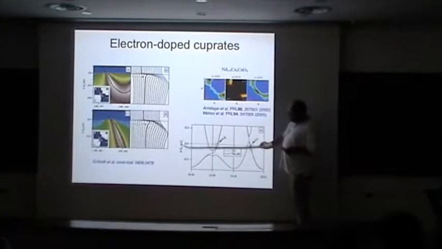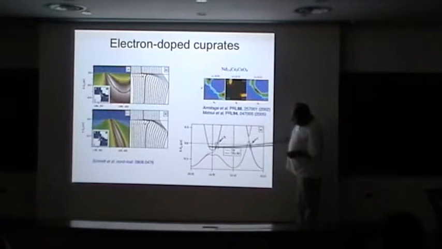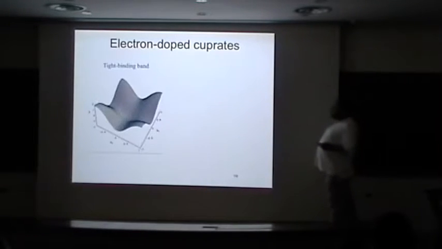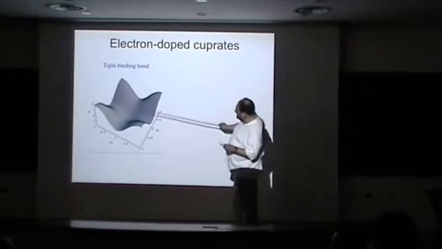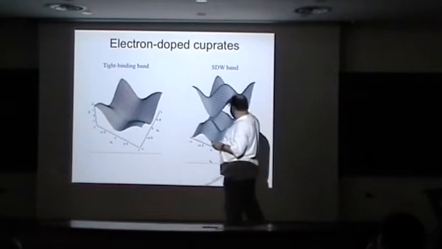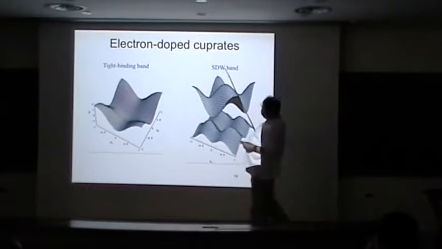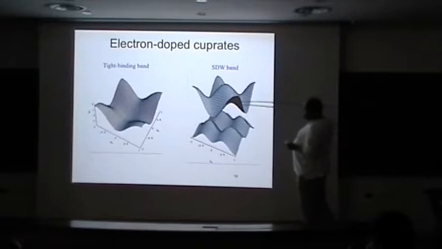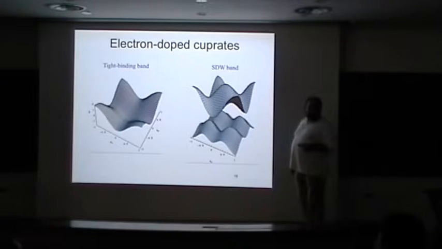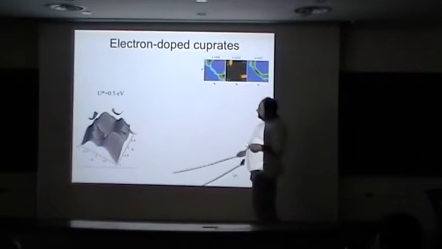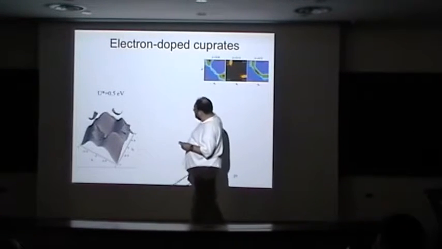So for the undoped system, the gap is larger, there's only a crossing here, and this point is under the Fermi level, under the sea. So the naive cartoon is this. If we start from this LDA band and introduce SDW, we will have upper and lower Hubbard bands. And when we start doping the material, the SDW gap between these two bands collapses like this.